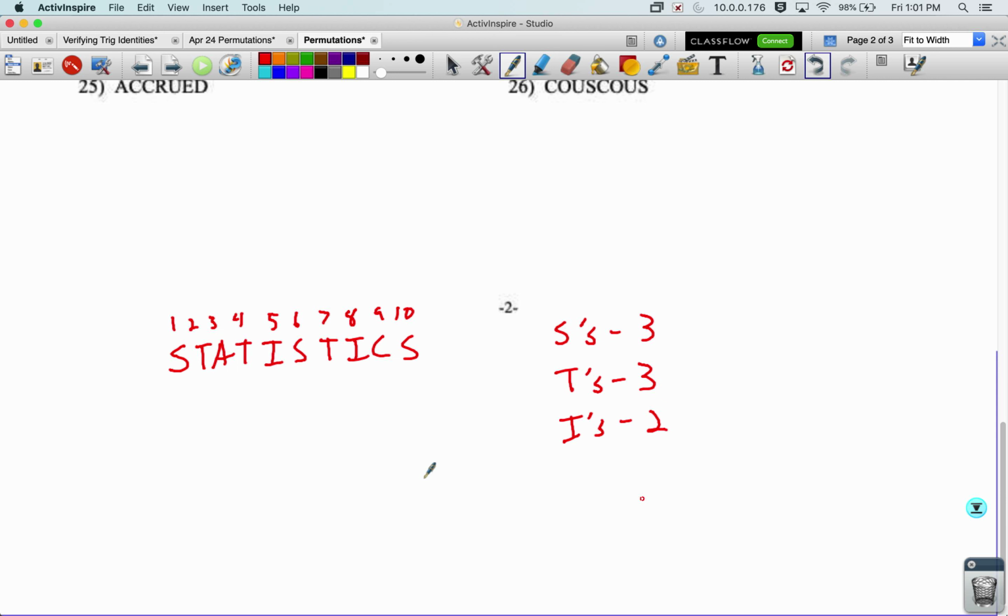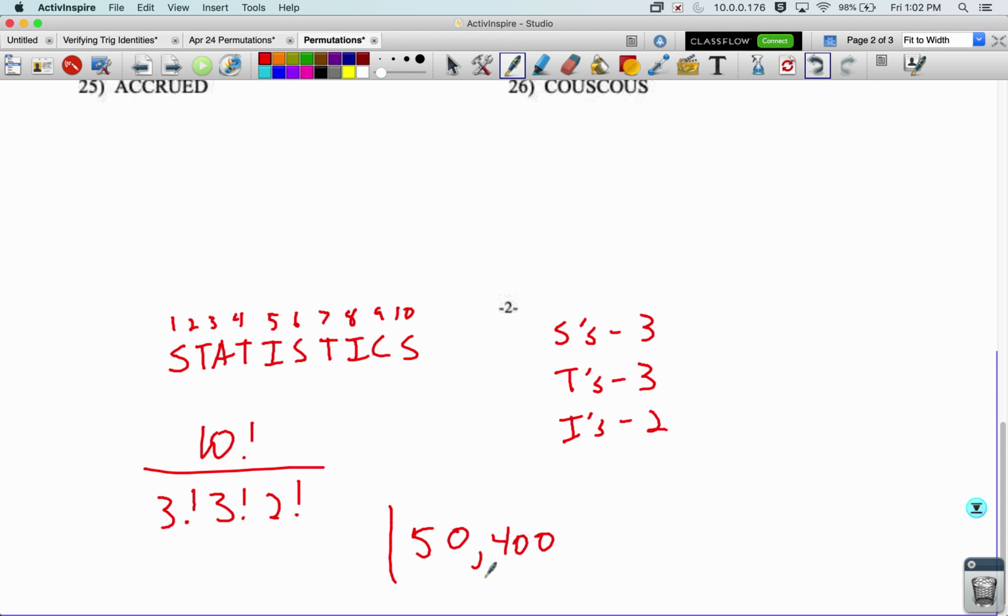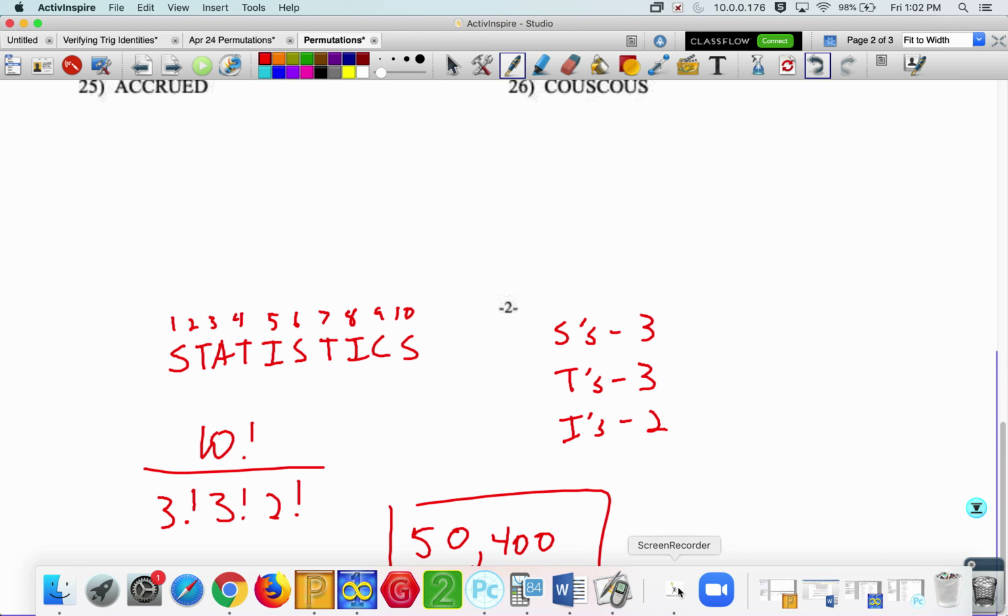So to figure out how many ways I can rearrange the word statistics, I could do 10 factorial divided by 3 factorial for the S's times 3 factorial for the T's times 2 factorial for the I's being transposed. 10 factorial, press enter, divided by, in parentheses, I know 3 factorial is 6, I'll just do 6 times 6 times 2. And I get 50,400. All right. Well, good luck finishing that up, and have a good rest of your day.